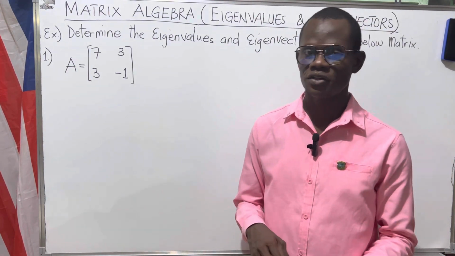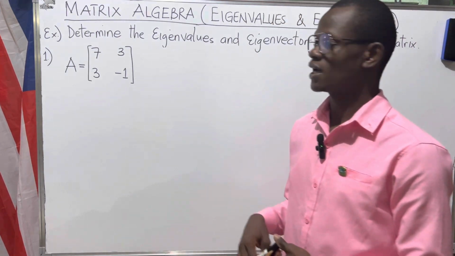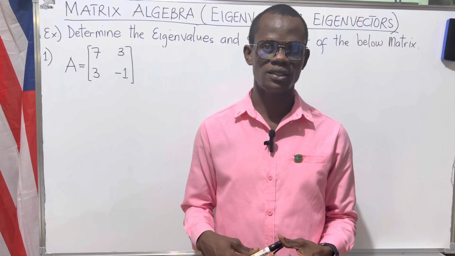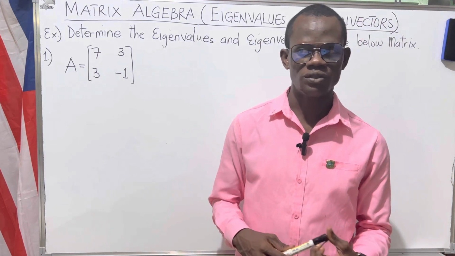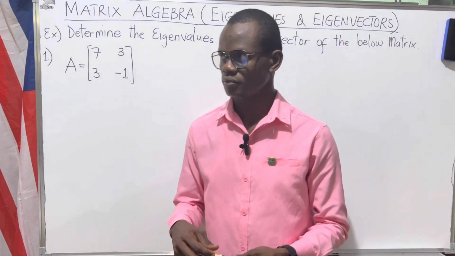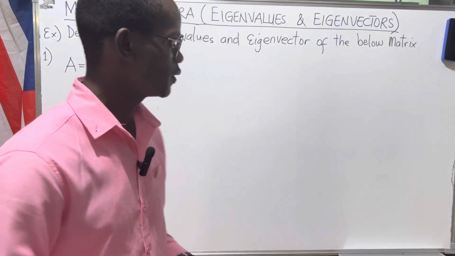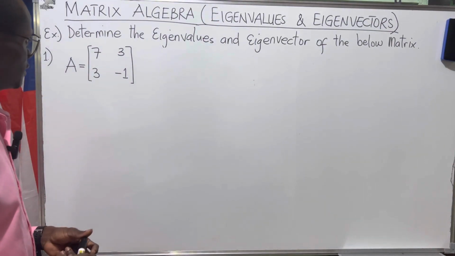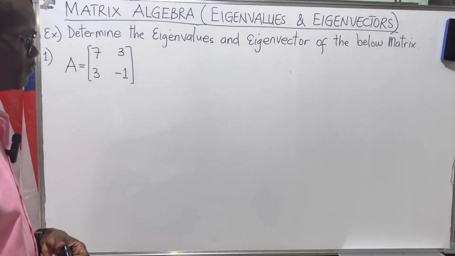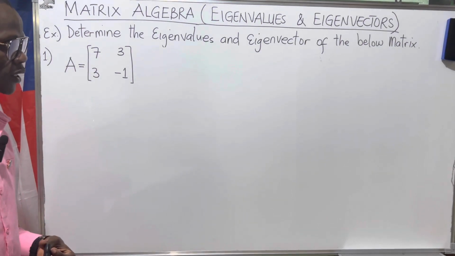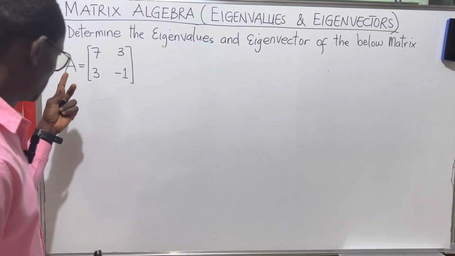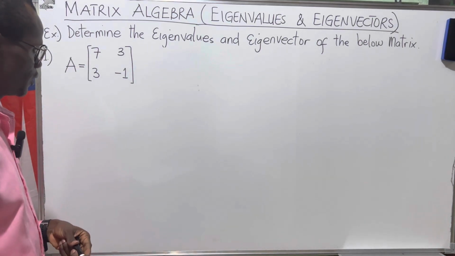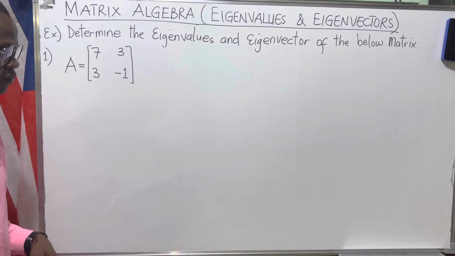In my today's video, I will be looking at matrix algebra, and under matrix algebra, we will be discussing eigenvalues and eigenvectors. So to start with, we have an example that says: determine the eigenvalues and eigenvectors of the below matrix. The matrix is matrix A, which is 7, 3, 3, minus 1.